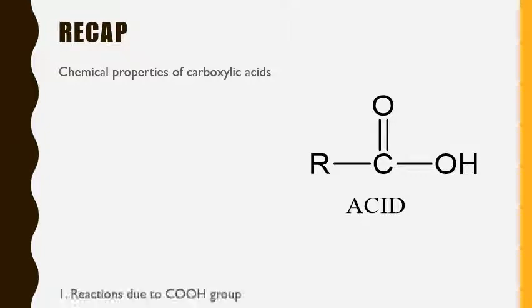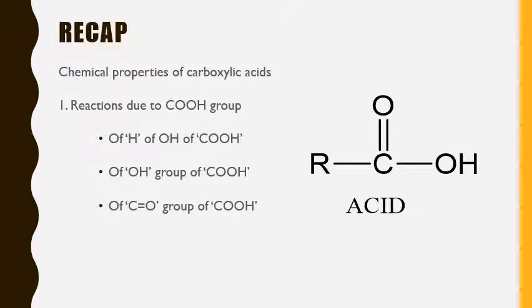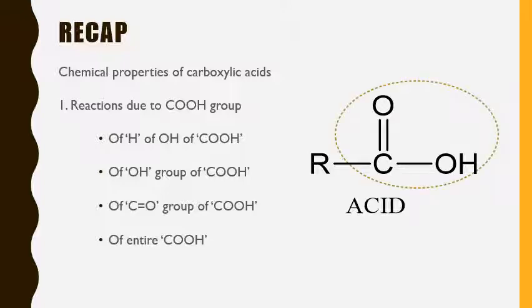So, the chemical properties of carboxylic acid basically are due to two types. One is due to the COOH group, which has further been divided into the reactions which involve H of the hydroxyl group of COOH, where you can see a blue ring, and due to the hydroxyl group of COOH, and next due to the carbonyl group of COOH, and finally due to the entire carboxylic acid group. So these are the four types of reactions which occur mainly due to the carboxyl functional group.